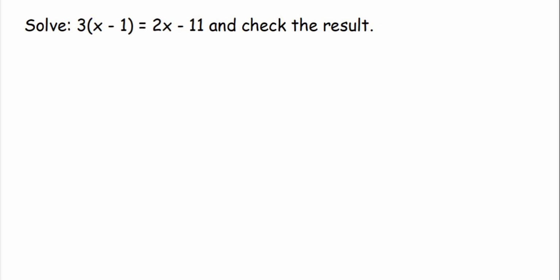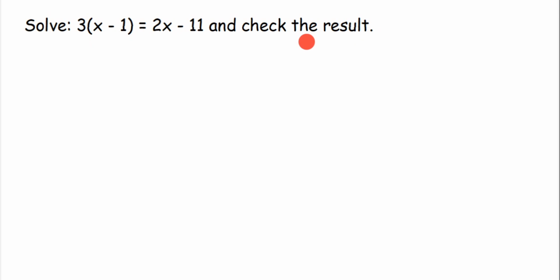Everyone, here's a question on linear equation. The question is: solve 3 times (x minus 1) equals 2x minus 11, and check the result. So here they are asking two things. First we have to solve this equation, get the value of x, and then we have to check the result. I'll explain what this check the result means once we get the x value.